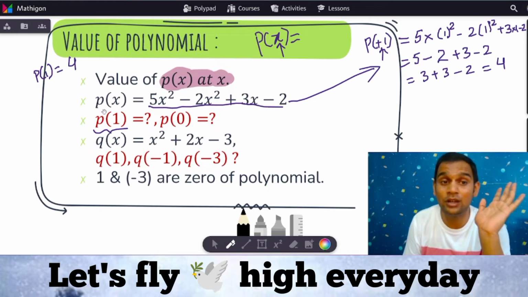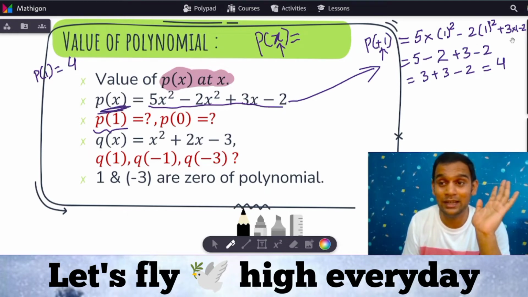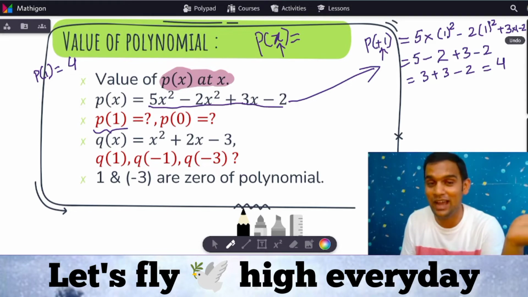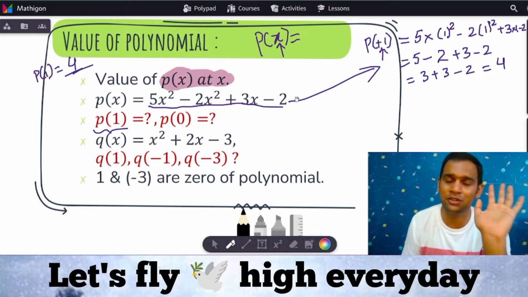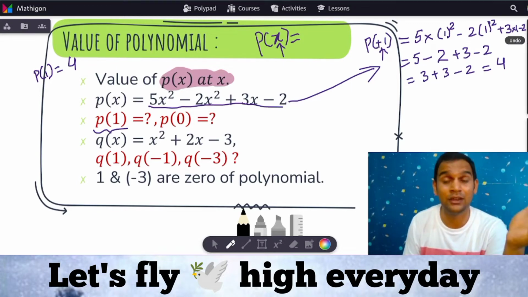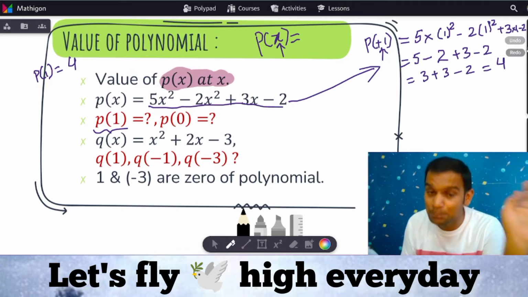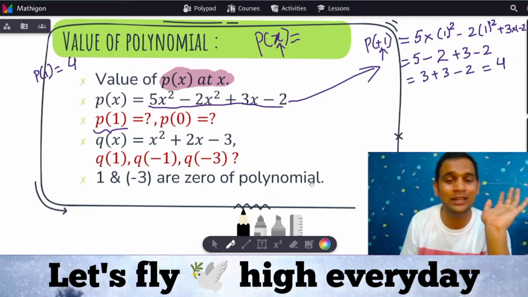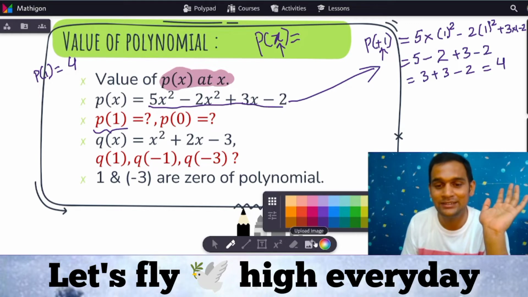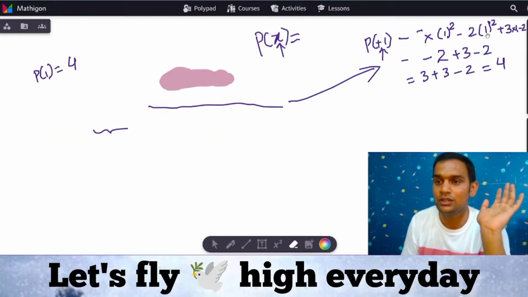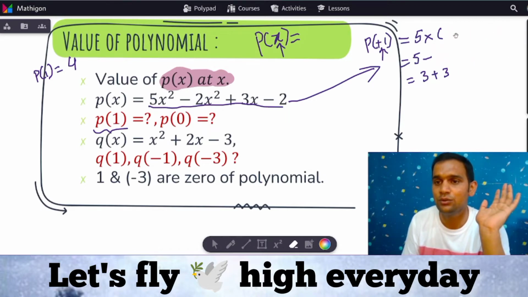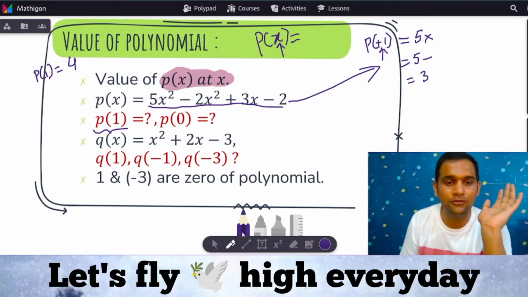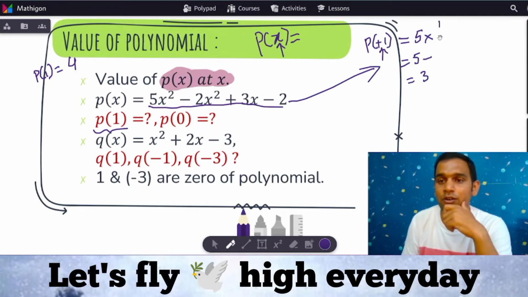Now, this is only for this polynomial. Don't think that wherever we have p of 1, every time the value will be 4. No, only for this polynomial. If we calculate the value of the polynomial at p of 1, then we get the value as 4. Yes, let's try to find the value of p of 0. What will we get? So p of 0, if we try to find it out, what is the meaning of that?